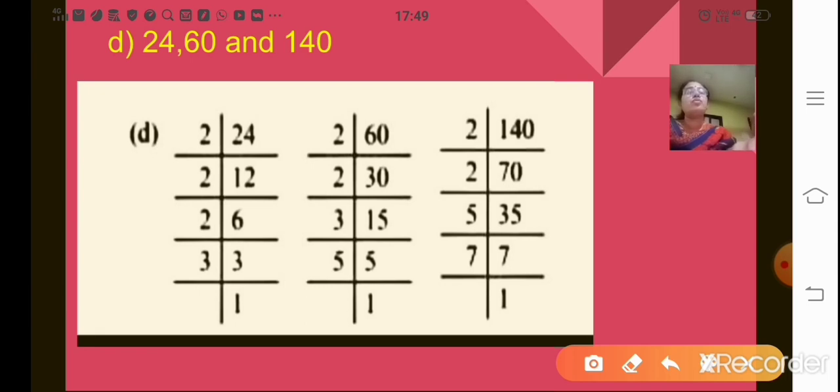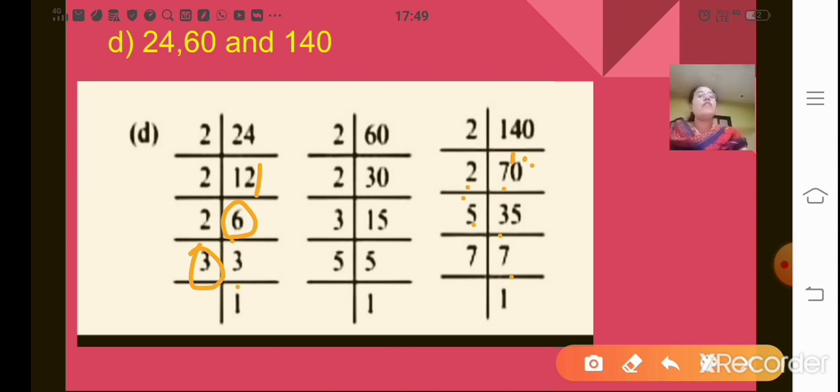2 ones are 2, 2 twos are 4. 12 is divisible by 2. 2 sixes are 12. 6 you can again divide it. 2 threes are 6. 3 ones are 3. Again in the number 60, in the same way you will divide and take out the prime factors. And for 140 also, 2 sevens are 14, 0 you will write as it is. Again 70 can be divided by 2. 2 threes are 6, 1 carry over, 2 fives are 10. 5 sevens are 35 and 7 ones are 7.